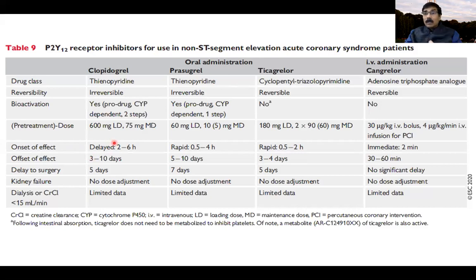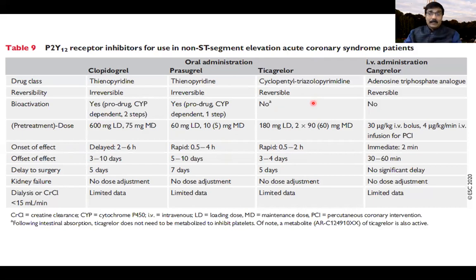It is going to take 2 hours for clopidogrel to start acting. But what about prasugrel and ticagrelor? They start acting between half an hour to 4 hours with both drugs. So if you have a drug that acts within half an hour to 1 hour, by the time you finish the procedure, that is going to be fair enough. And you always load these patients within the cath lab. Once you decide to do a PCI, you go ahead and load these patients. This is going to be significantly useful.